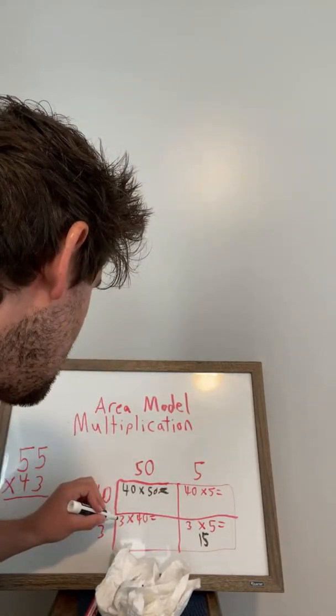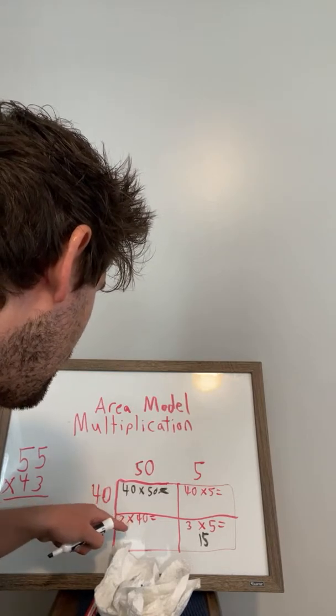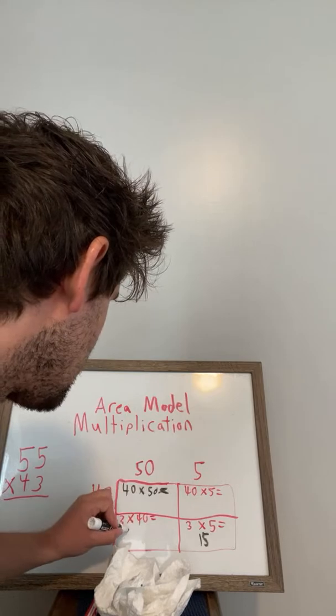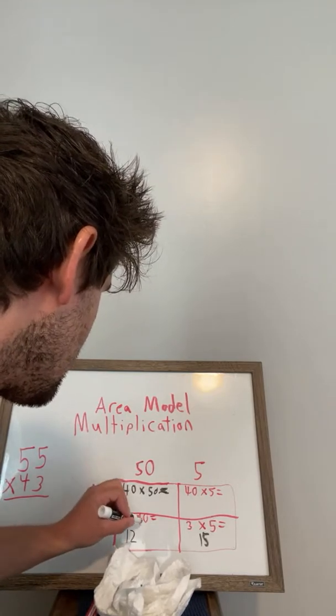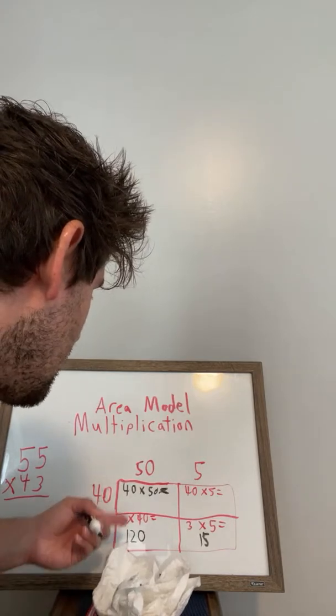Three times 40. So to find the answer to 3 times 40, we're going to multiply 3 times 4 and then add a 0 to it. So 3 times 4 is 12. There's 1 0 in the number 40, so we're going to add a 0 to that. 3 times 40 equals 120.